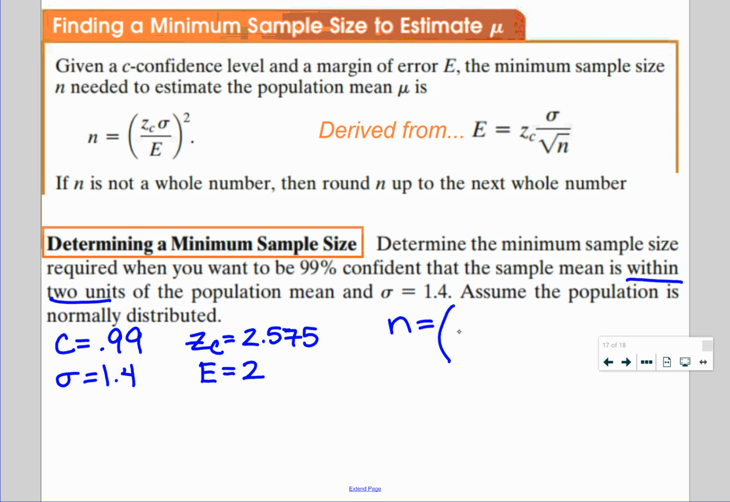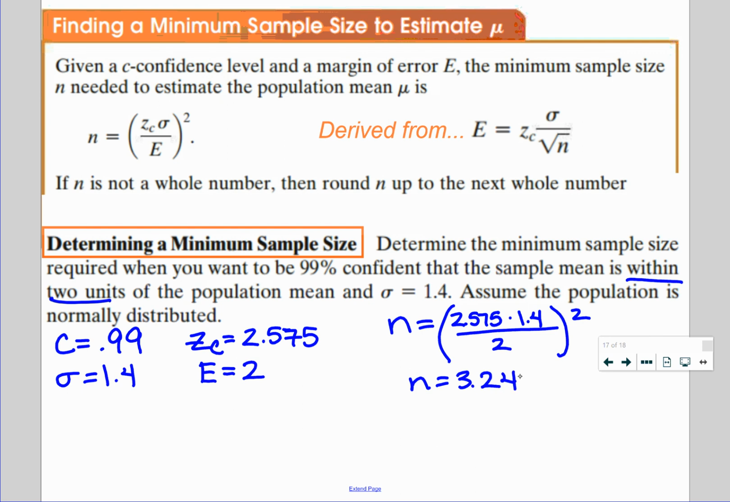So plug it in. N equals my critical value, decimals there, 2.575 times the standard deviation, 1.4, divided by the margin of error, 2, and square it. I don't think that's right. Typed in the wrong number. 3.24.